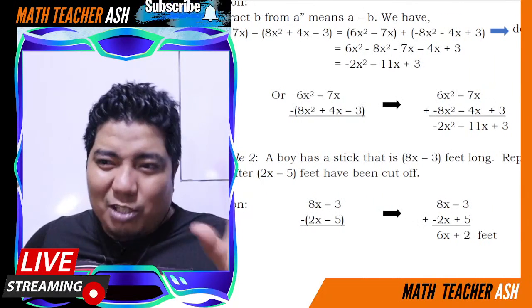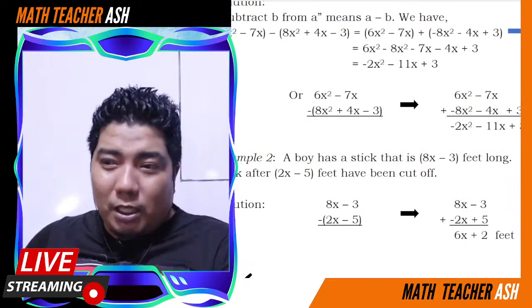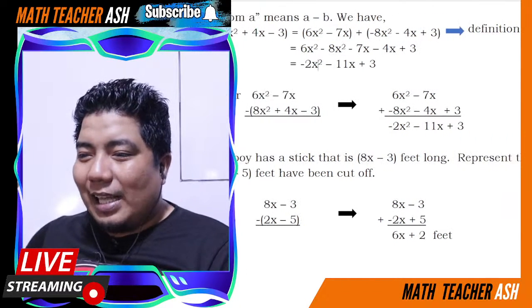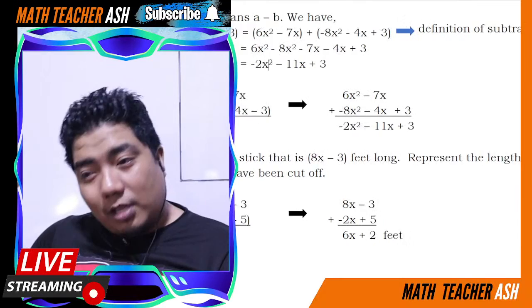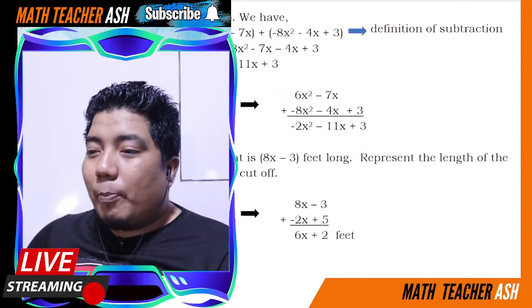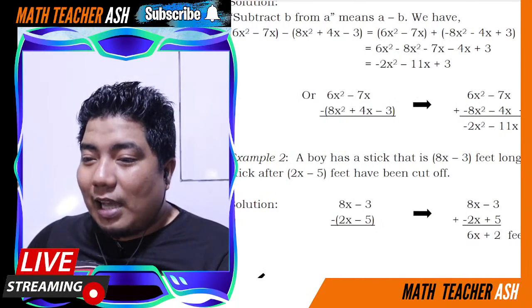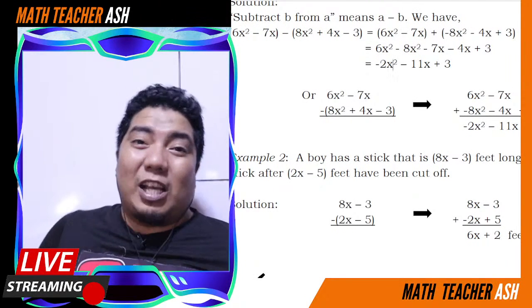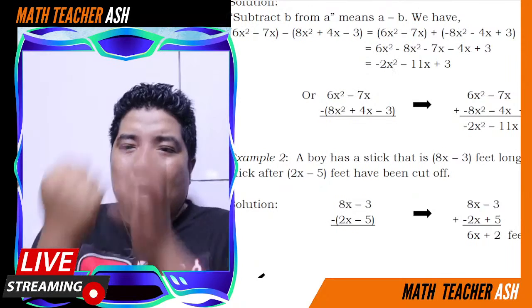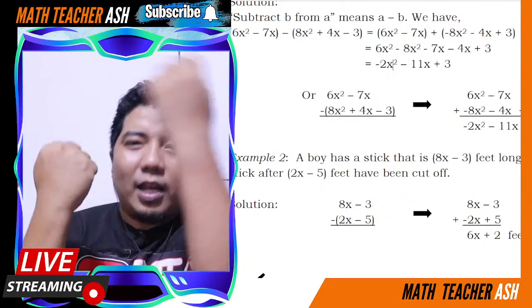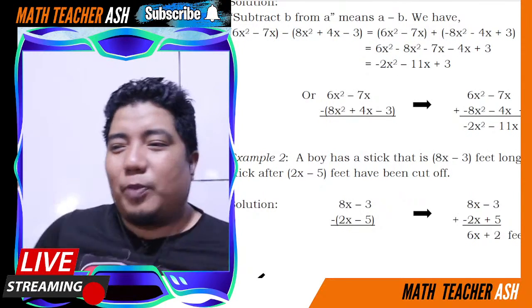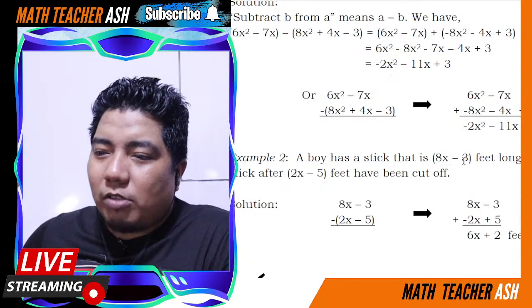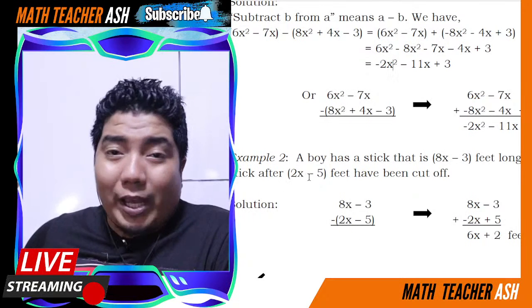Kanina sa addition, nag-solve tayo ng word problem doon about meters. Ngayon naman, subtraction. So, we have here, a boy has a stick that is 8x minus 3 feet long. Represent the length of the stick after 2x minus 5 feet has been cut off. Okay, so has been cut off. What does this mean? Merong given na ganito, kinuha ng ganito, cut off. So, ano na lang yung natira? Okay, so minus tayo. So, we have 8x minus 3 minus 2x minus 5.